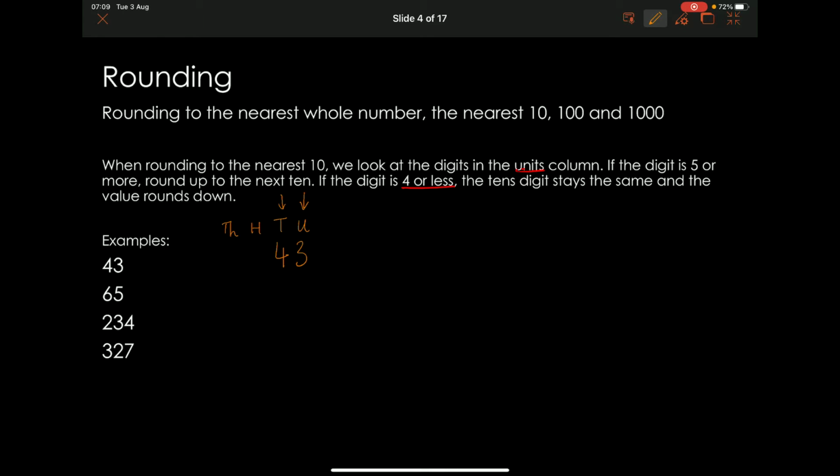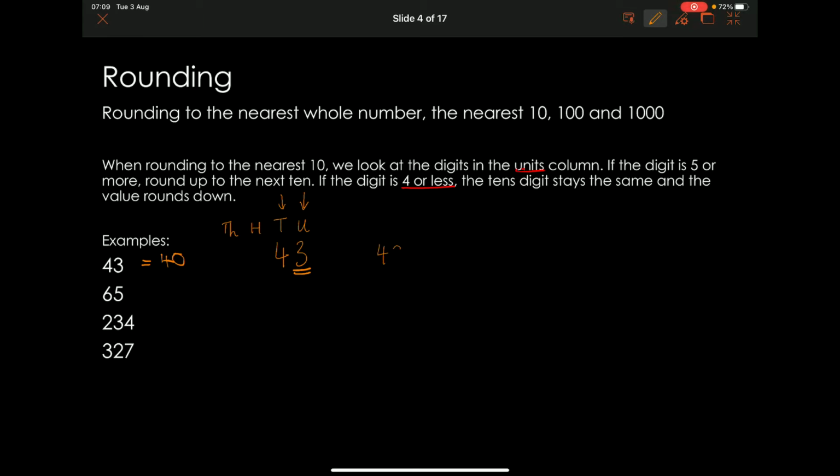So 43. If the digit is 5 or more, so we're looking at the 3, if the digit is 5 or more, we round up. If it's 4 or less, we leave it as it is. So 43, well 3 is 4 or less, so to round it to the nearest 10 would be 40.